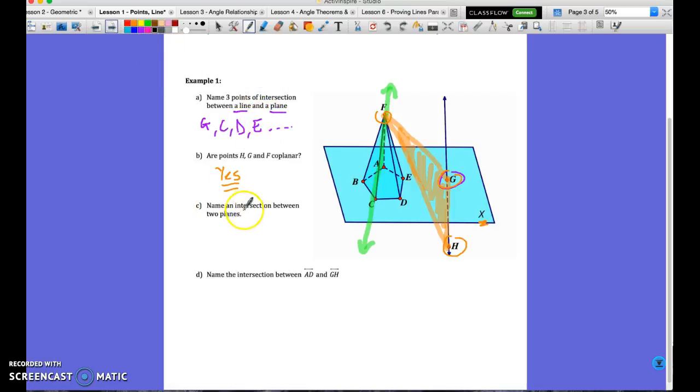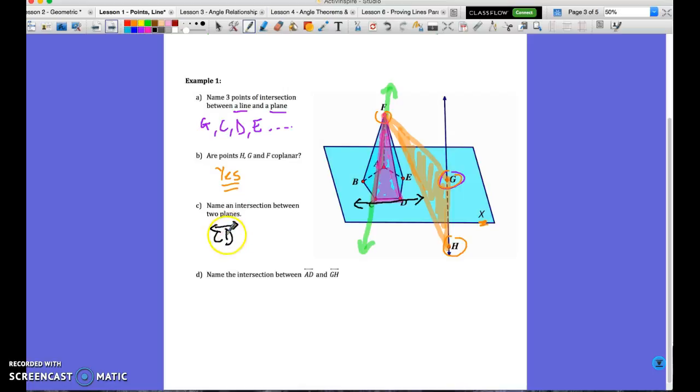Okay, we're going to name an intersection between 2 planes. So again, the previous example should give you a little bit of a hint as to how to approach this one. So you can look at F, C, D, and using the same logic, this is one of the faces or sides of my prism. This is in fact a plane, and so we have plane X intersecting plane FCD, and it's going to intersect along line CD.